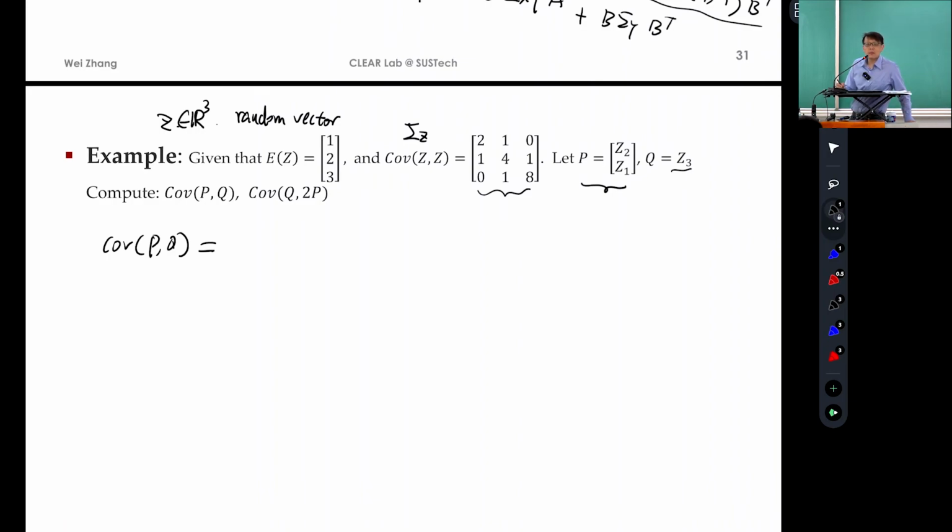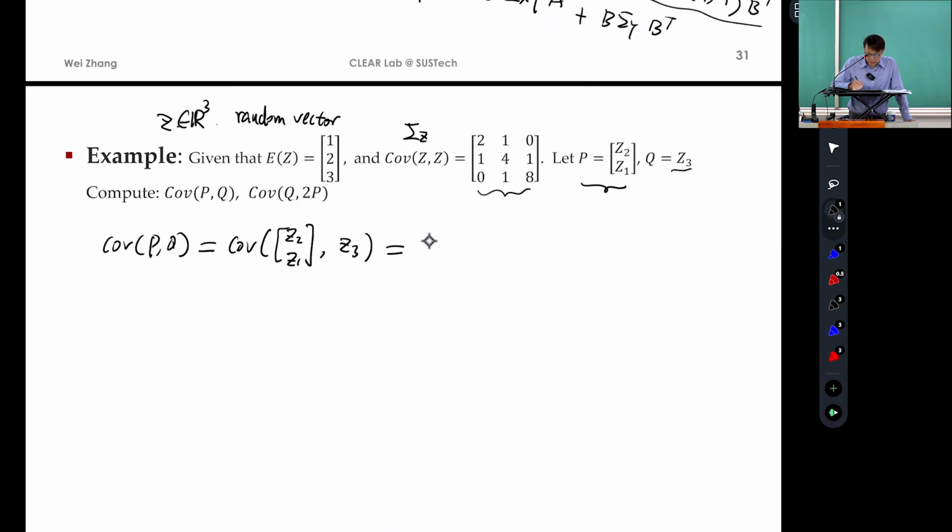I'm not sure whether you can, but I can see it right away, but I want to go through baby steps so you know how I get there. There's no formula, you have to think. The only formula I gave you is the definition and a few properties. By definition, P is Z2, Z1. Q is Z3. I'm just changing back the variables. Then, what's the dimension of this matrix? A 2 by 1 matrix or a 2 by 1 vector, either way is fine.